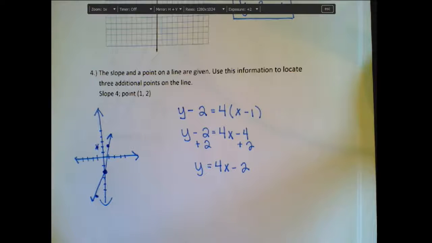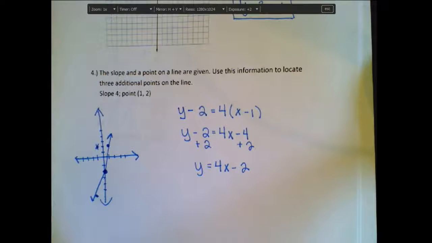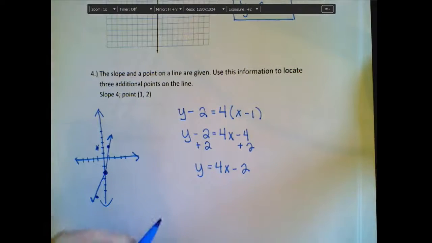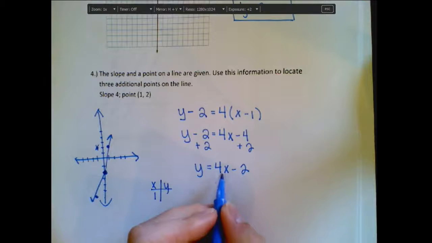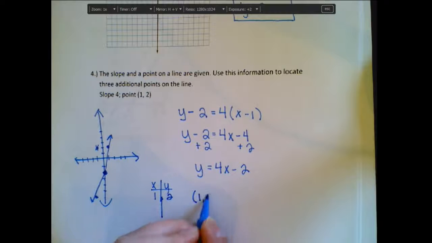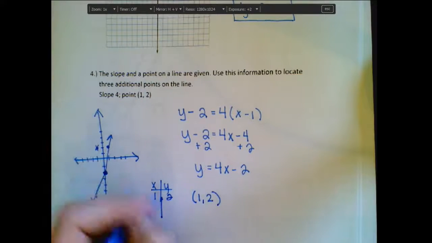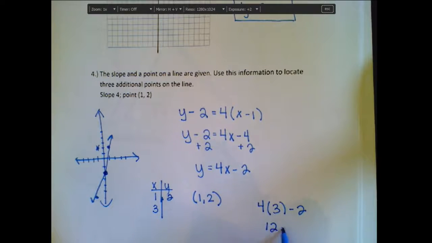Your other option would be to locate 3 additional points. I could substitute in. So I'm just going to say, let's say x is 1, almost like a t-chart. If x is 1, substitute that in, that would be 2. So I'd have the point 1, 2. Here would be an additional point. I could do 3. Substitute in 3 for x, and what I mean is 4 times 3 minus 2. 12 minus 2 equals 10. So 3, 10. And I could do it that way to find 3 additional points on the graph.